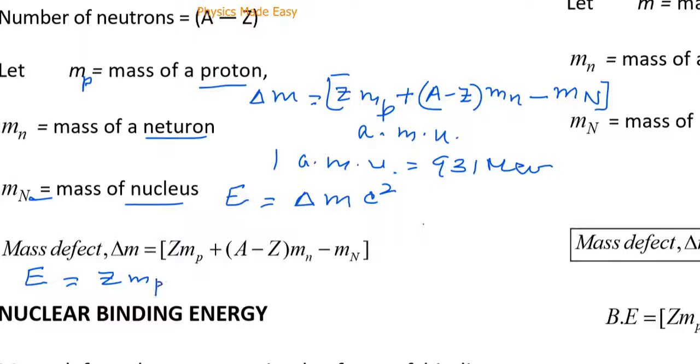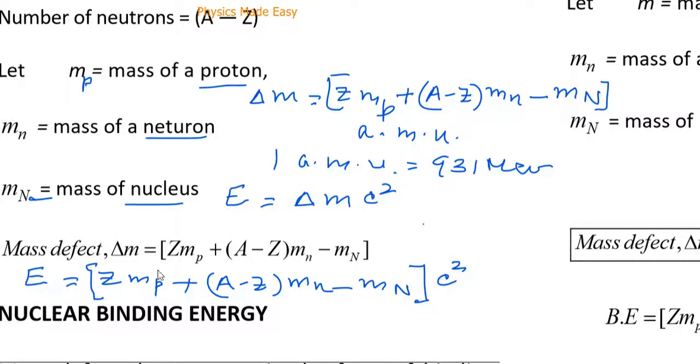Z Mp, where Mp is the mass of one proton and Z is the total number of protons, plus (A minus Z), the total number of neutrons, multiplied by the mass of a single neutron, minus the mass of the whole nuclei that is made up of Z protons and A minus Z neutrons. This multiplied by C square gives us the binding energy. This much nuclear energy is responsible for binding the nuclei.